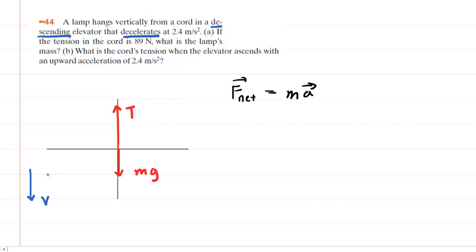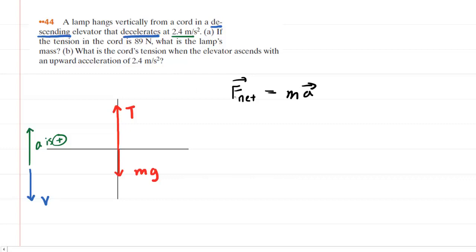Now, in order for any object to slow down and decelerate, the acceleration vector has to point in the direction opposite to the velocity vector. This is the only way in which an object can decelerate. Of course, if the acceleration and velocity were pointing in the same direction, then the object would accelerate or speed up. But since the question says that the lamp is decelerating and the velocity is pointing downward, this must mean that the acceleration is pointing upward, and hence the acceleration is positive. So when they give us this value of acceleration of 2.4 meters per second squared, we're going to have to use a positive value. Keep that in mind as we progress.